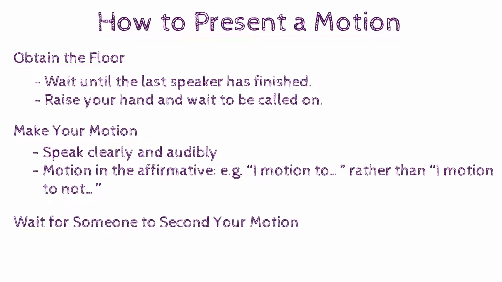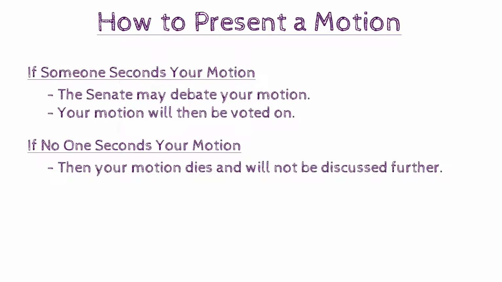To present a motion, senators will need to obtain the floor. They should wait until the last speaker has finished, and then raise their hand and wait to be called on by the Vice President. When making your motion, the senator should speak clearly and audibly. For example, saying "I motion to" rather than saying "I motion to not." You must then wait for someone to second your motion. The Senate may then debate your motion, and your motion could be voted on.